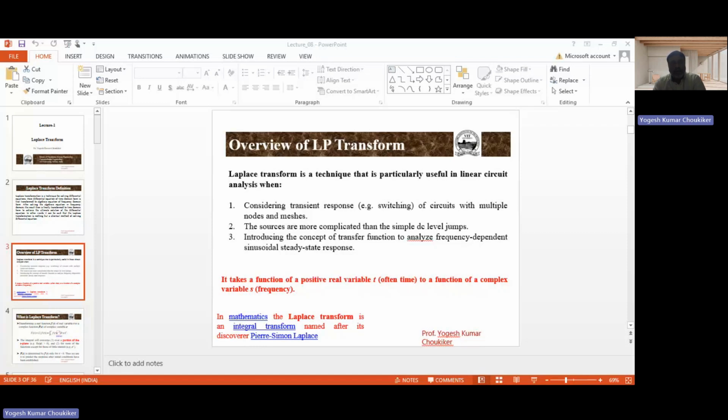So basically the Laplace transform will take a positive real variable t, the time, to a function of a complex variable in the frequency domain, that is s, or we can say j omega, where omega is nothing but the angular frequency. In mathematics, the Laplace transform is an integral transform, and it is named after its discoverer, Pierre-Simon Laplace.